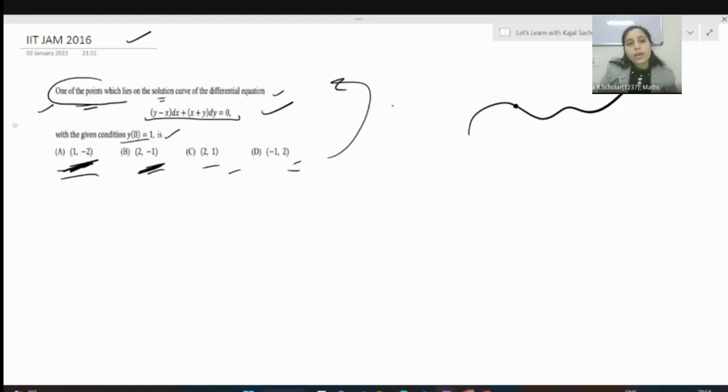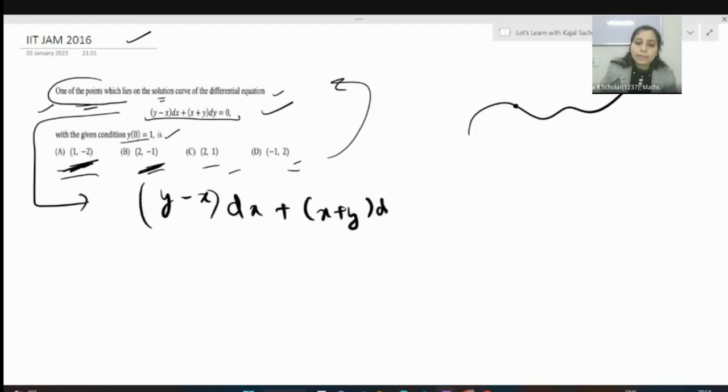So firstly, we have to find the solution. There is no other way. We have to find the solution. From here, we can see the given equation is of the form M dx plus N dy is equal to 0, and we can compare the given equation with M and N. So one way is that.